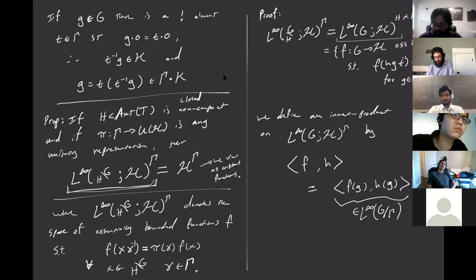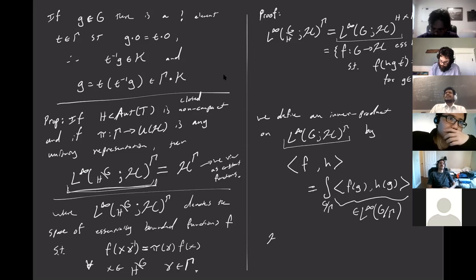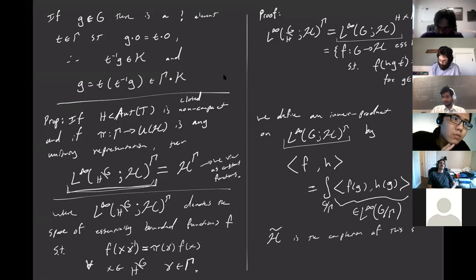So this is a function in L infinity of G mod gamma, and hence we can integrate. So this is over G mod gamma with whatever measure we have there. Because it's a lattice, it has a finite probability measure. Okay, so this defines an inner product on this space right here. And whenever you have an inner product, naturally you can take a separation completion, you get a Hilbert space. So we define this Hilbert space H tilde as the completion of this space.